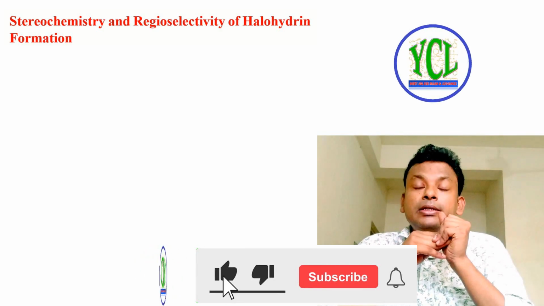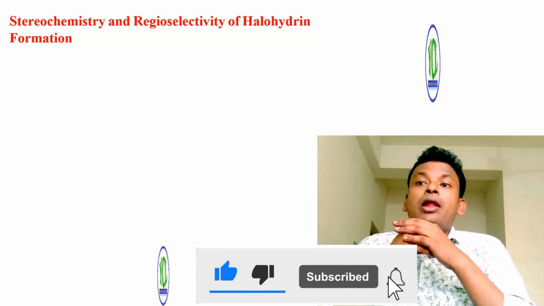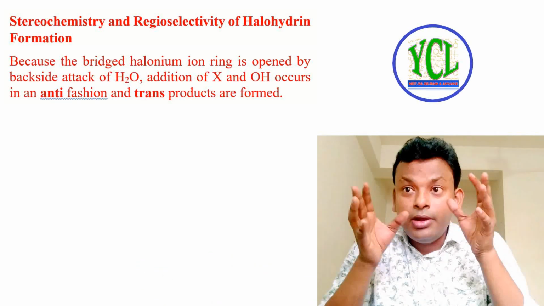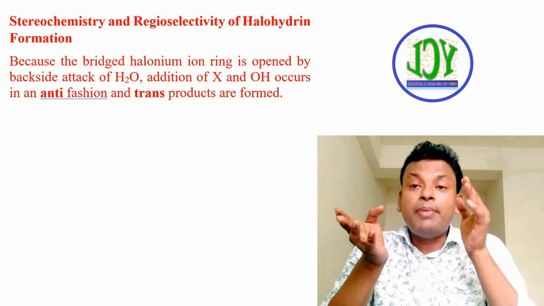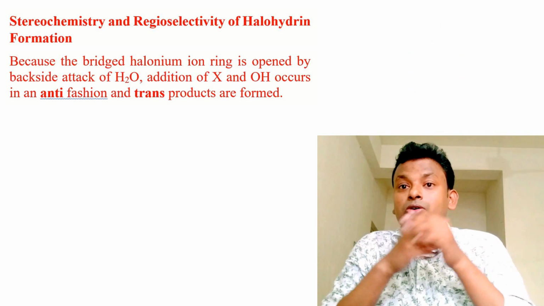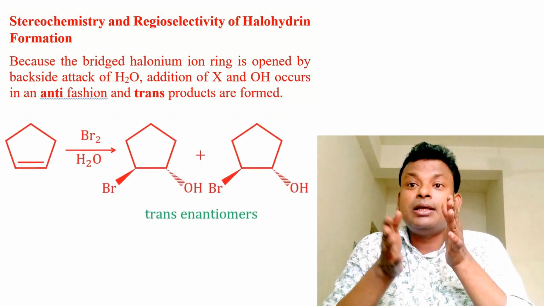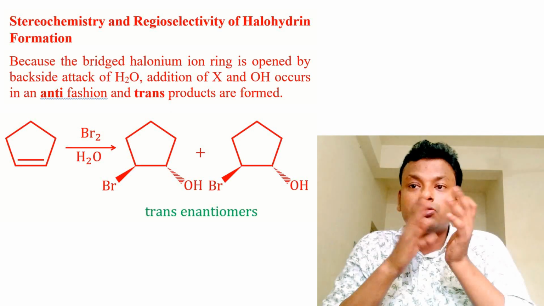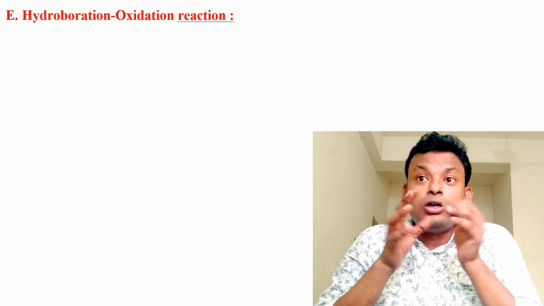Stereochemistry and regioselectivity of halohydrin formation. Because the bridged halonium ion ring is opened by backside attack of H2O, addition of X and OH occurs in anti-fashion, that is trans products are formed. And the given example is showing the hydroboration-oxidation reaction.